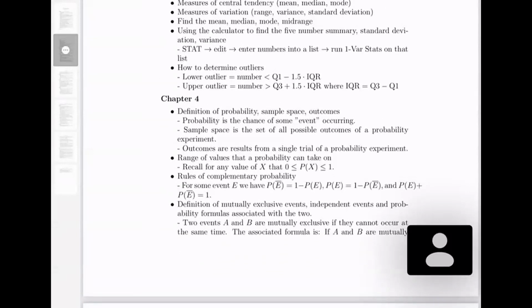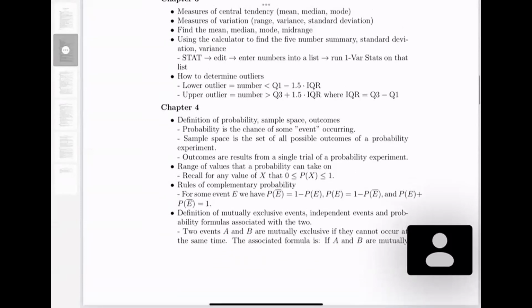Then the last thing was how to determine outliers from the data set. So there were 2 rules. For the lower cutoff, it was any number less than Q1 minus 1.5 times the IQR. And what was the IQR? It was the interquartile range. And how do you find that? Anyone remember? Yeah, Q3 minus Q1.